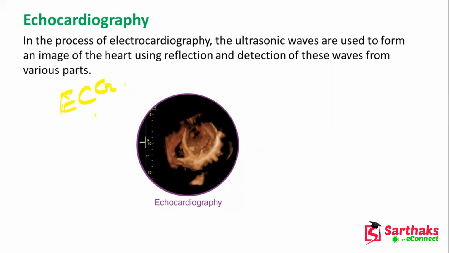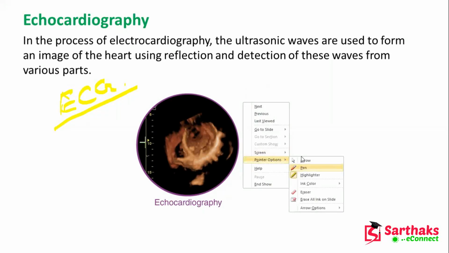So here you can see the process of echocardiography: the ultrasonic waves are used to form an image of the heart, right? In an ECG we create waveforms and detect whether there is any problem by evaluating the waveforms, but here we need an image. Suppose there is a person who has a severe pain in the upper portion of the heart. At that time the doctor prescribes an echocardiogram.